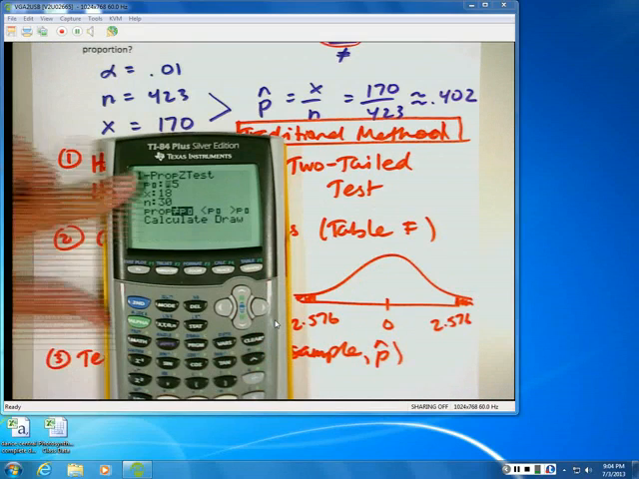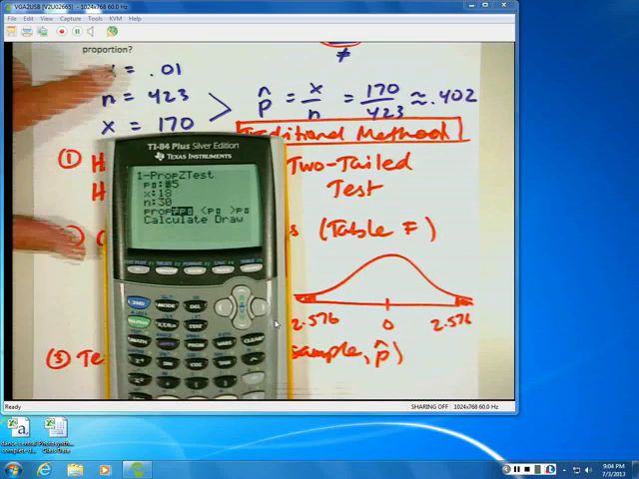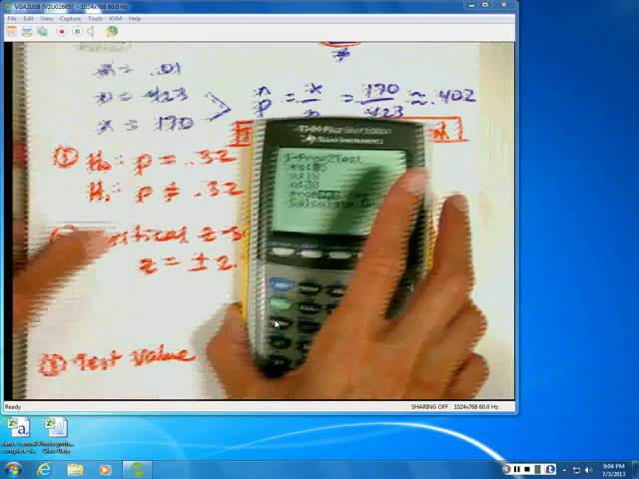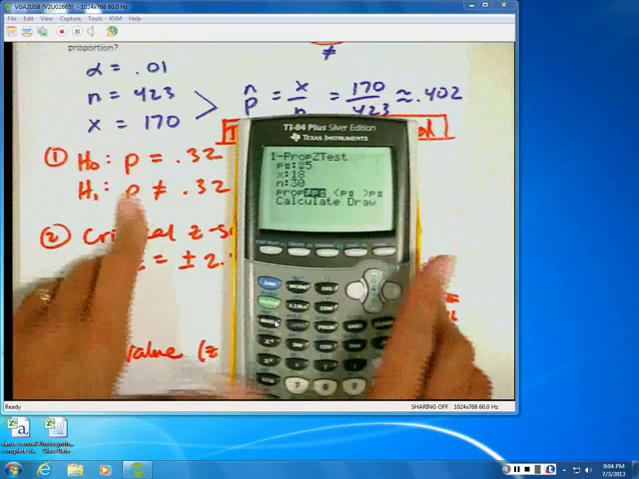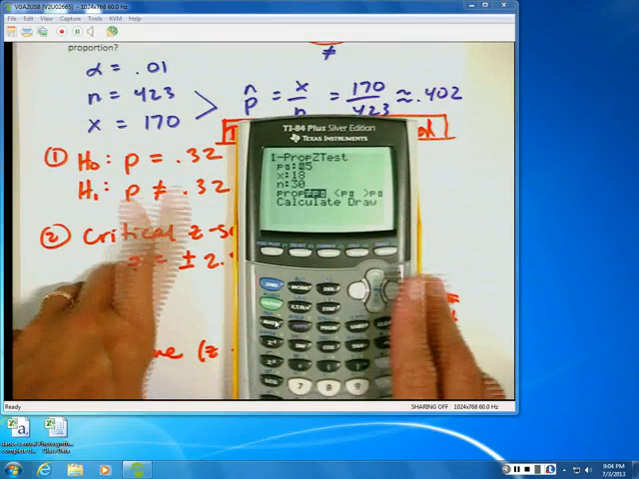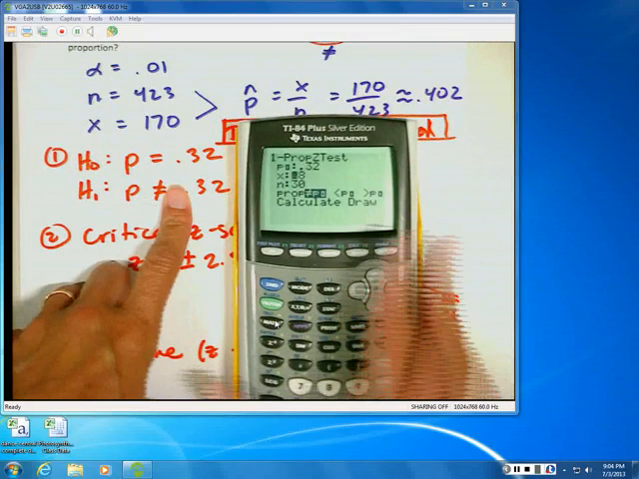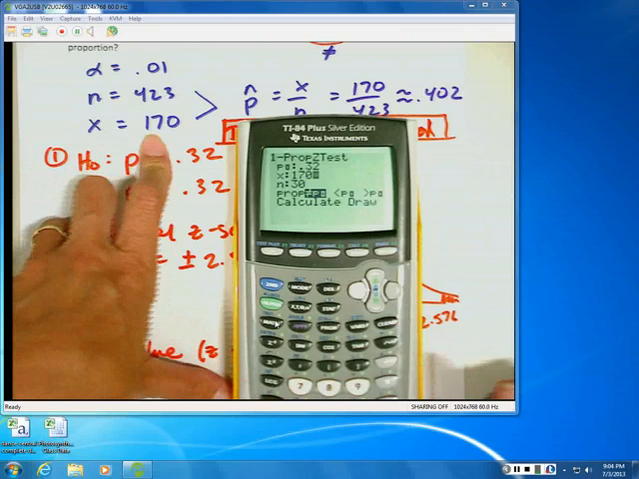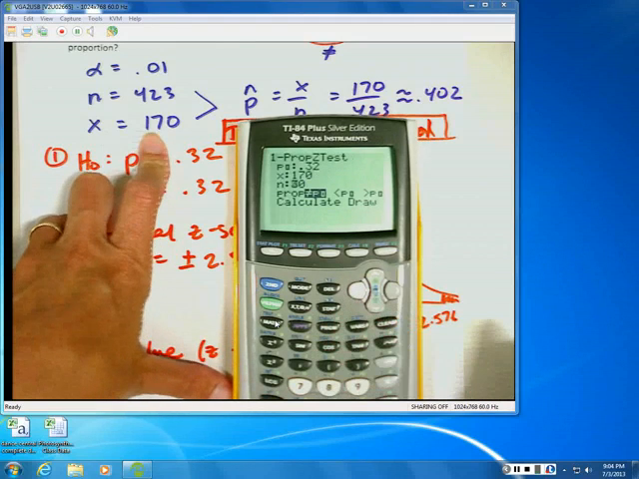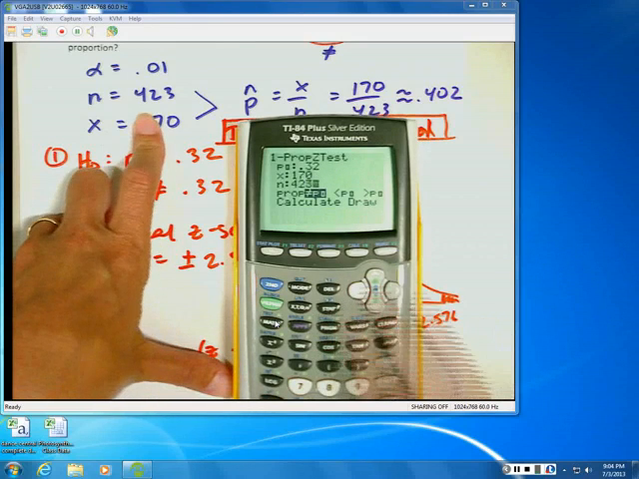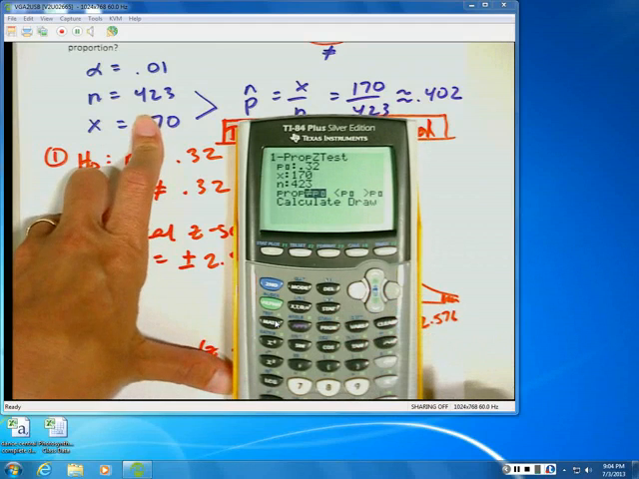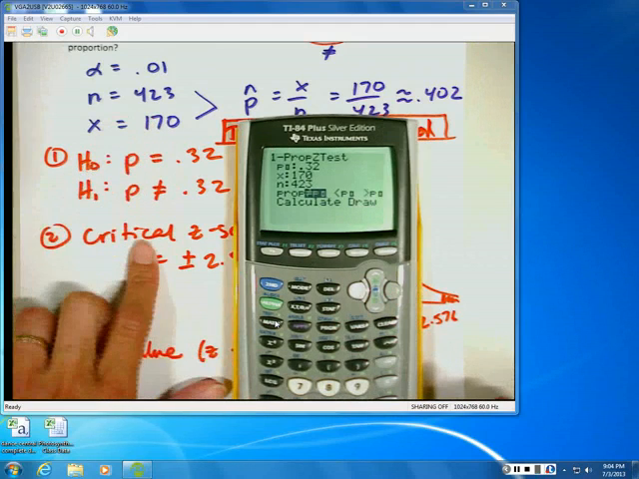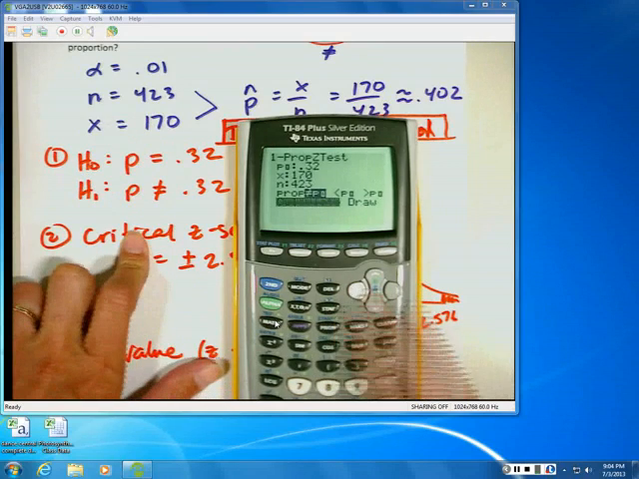And it's going to ask me for the proportion in the hypothesis. It's very important that you're using p's instead of mu's, and that's 0.32. X is the number of 40 to 59-year-olds, and that's 170. And that was out of n, which is 423. And we are doing a two-tailed test with that not equals. So I choose not equals, and I hit calculate.